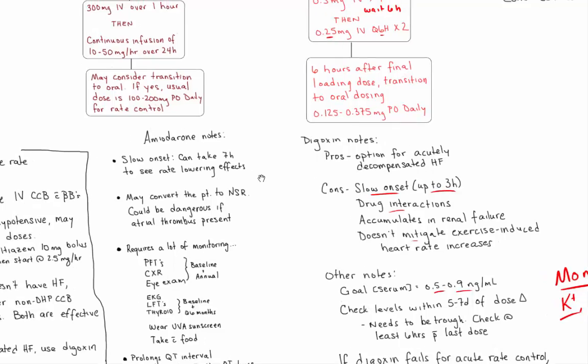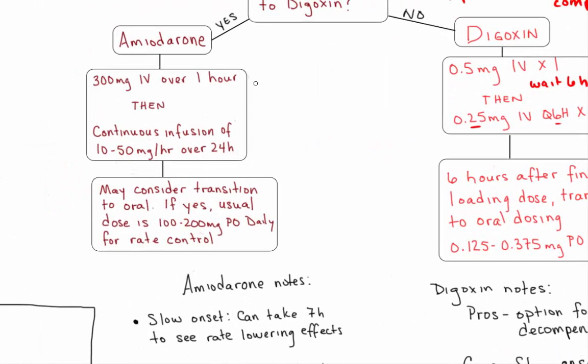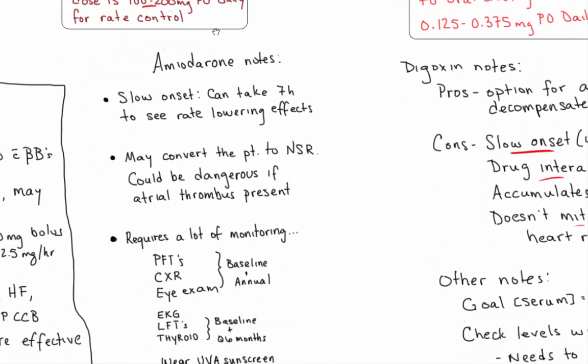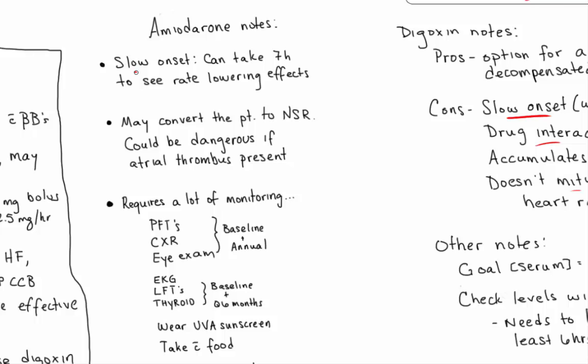So let's say that for whatever reason, we decide to go ahead and use amiodarone. I mentioned in the last video that amiodarone is not a great choice, and it's really not. It's a choice of last resort. But if we have to use it here, and we've had to in the past, then what we're going to do is give 300 milligrams as an IV bolus over 1 hour, and then follow that up with a continuous infusion between 10 to 50 milligrams per hour over the next 24 hours. This rate is going to be based on their heart rate and the degree of lowering that we're going to need. After this, we can consider transitioning to oral, with usual daily doses between 100 to 200 milligrams, and that's a rate controlling dose.